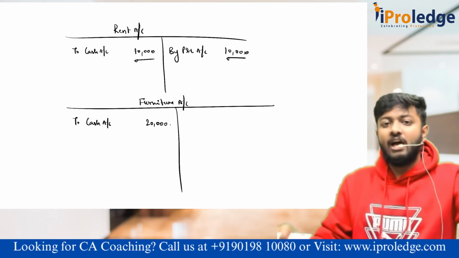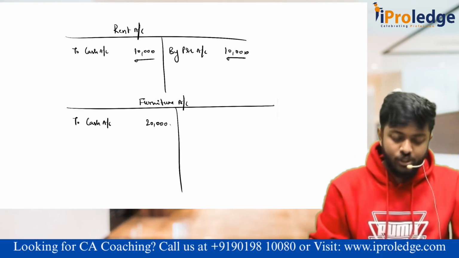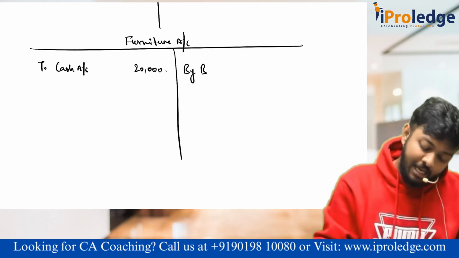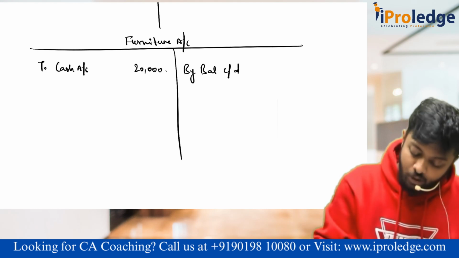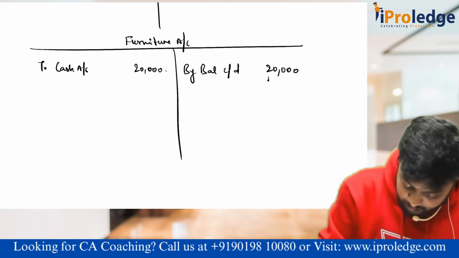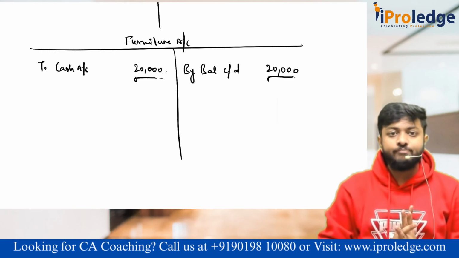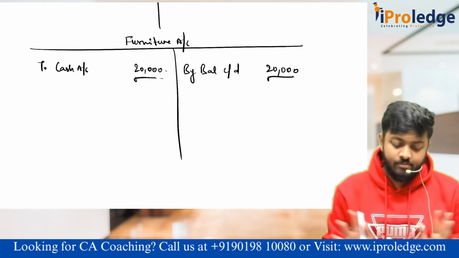Then next, furniture. Furniture is again an asset. Asset should go to the balance sheet. So this account should be balanced. So by balance carried down, it should be 20,000. So done, guys. Now we are done with posting of ledgers. Now we are completely done.